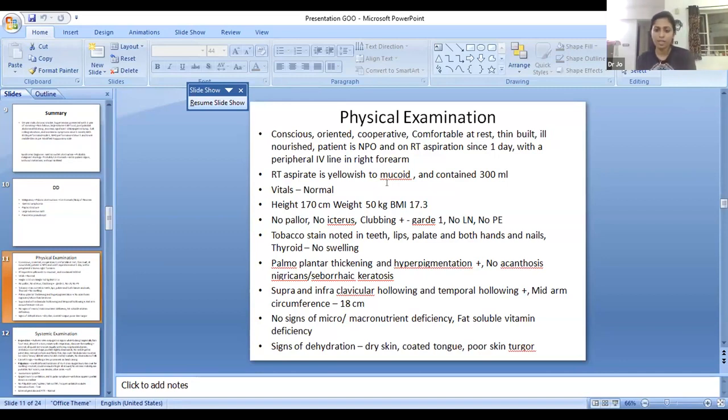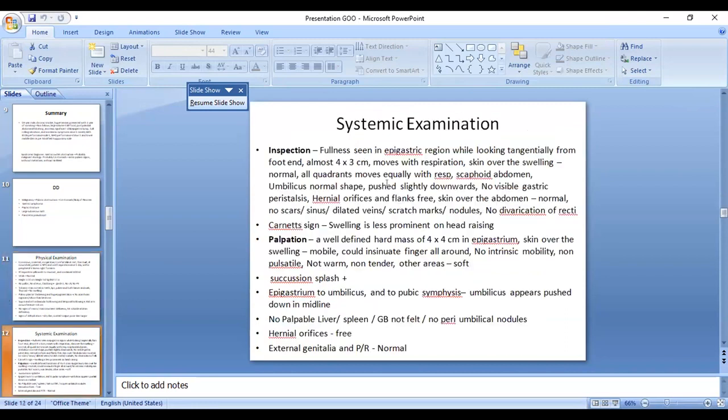And supra and infraclavicular hollowing. All these are major findings. We should not get digressed by minor findings. Concentrate on major findings. Okay, low BMI agreed. Then there was a mass which was moving with respiration, an upper abdominal mass, an epigastric abdominal mass, 4 into 3, movable. 4 into 3 is a small one.